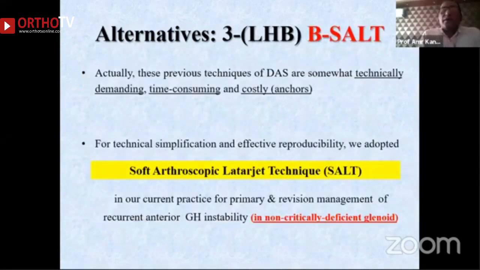Actually, these previous techniques are somewhat technically demanding, time-consuming, and costly. So for technical simplification and effective reproducibility, we adopted a soft arthroscopic Latarjet technique in our current practice for primary and revision management of recurrent anterior glenohumeral instability in patients with subcritical glenoid bone loss.